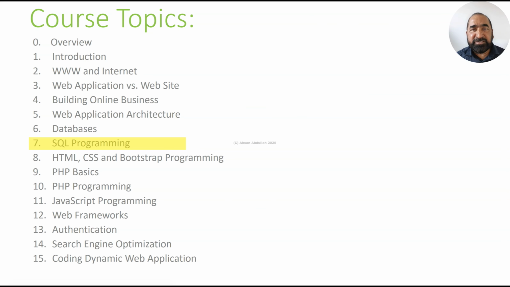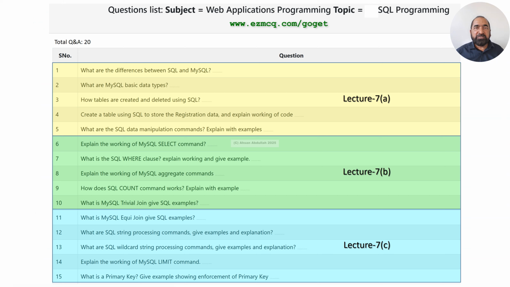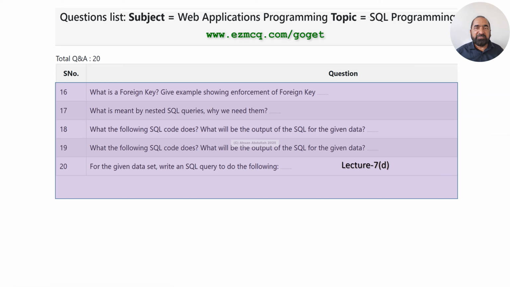So these are the topics which are covered in this course, and we are at topic number 7, which is SQL programming. And this topic is explained in the form of questions and answers. So this is the list of topics, and we can see that we are at topic number 7. Now this topic number 7 has 20 concepts in the form of questions and answers. As the color coding shows, the first 5 are in 7A, the next 5 are in 7B, then the next 5 are in 7C, and the last are in 7D.